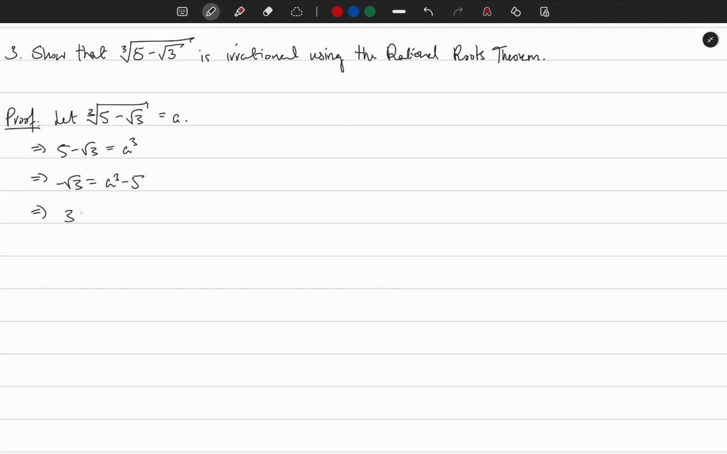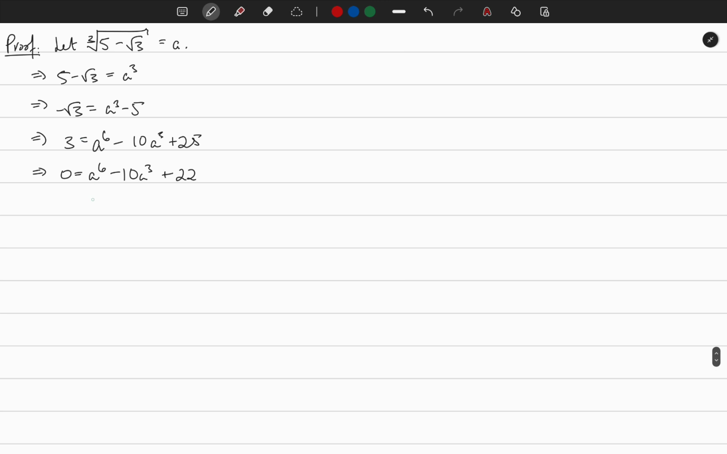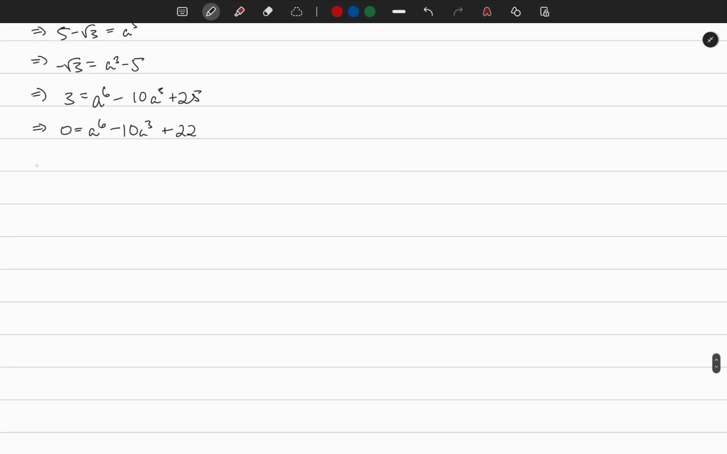In other words, 3 is equal to, by the binomial theorem, a to the 6 minus 10 times a cubed plus 25. And if we go further, we get that 0 is equal to a to the 6 minus 10a cubed plus 22. Alright, so we have our polynomial here, and the leading coefficient here is 1, so we can use the rational roots theorem.